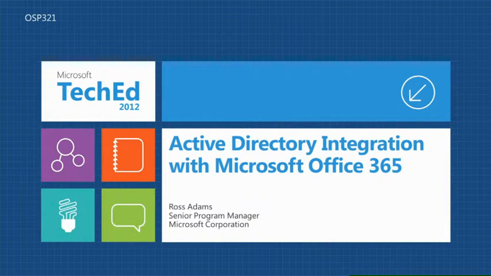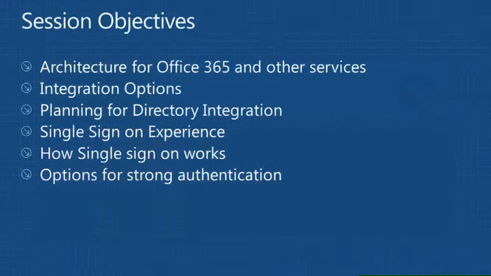So really what we're going to be talking about today is how Office 365, which is built on top of that directory, how you integrate your on-premise directory to it, as well as a little overview of some of the other pieces. So we'll talk about the architecture of Windows Azure Active Directory as seen from Office 365 and other services. So Intune is a good example of that. We'll look at the different integration options.